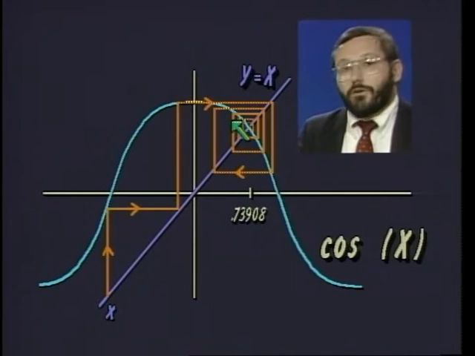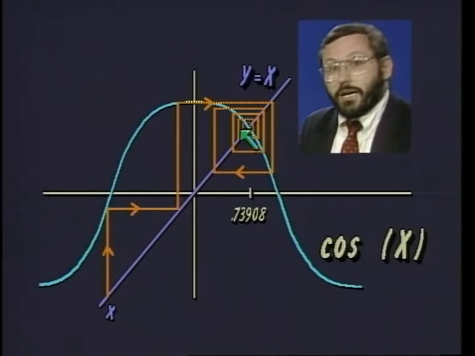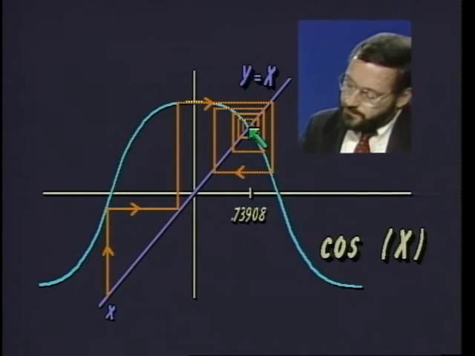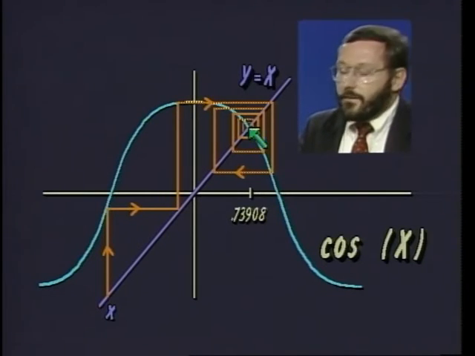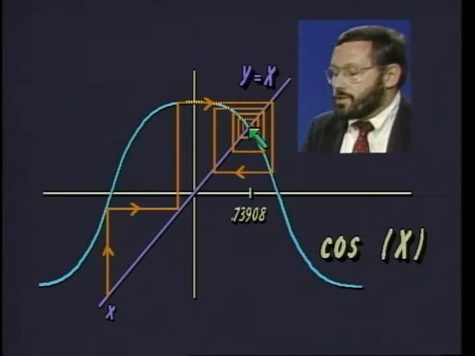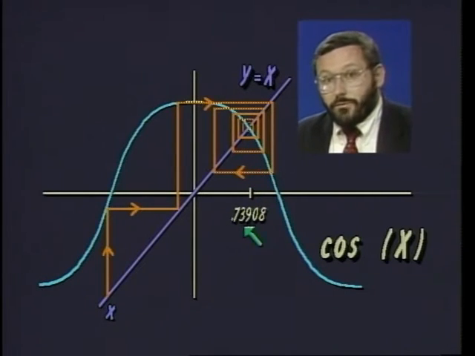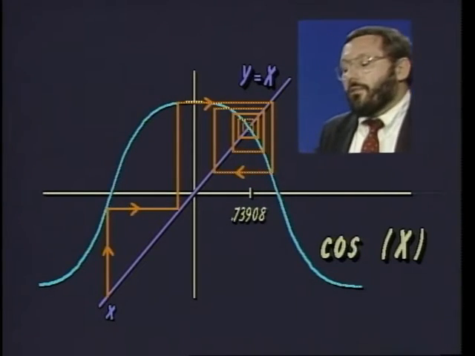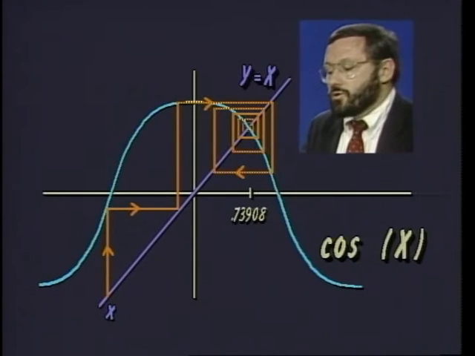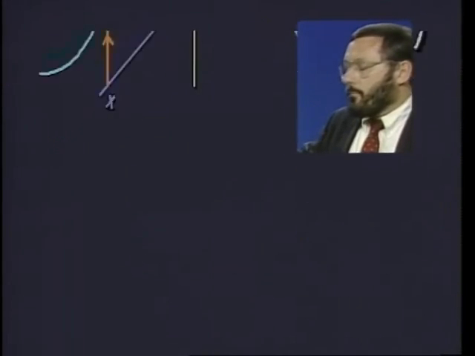You see that, again, no matter which number x you start with, the orbit of x always tends to the point which lies at the intersection of the graph with the diagonal, and that point just so happens to be 0.73908. So again, there's a dynamical system, a mathematical dynamical system, whose orbits are completely predictable.